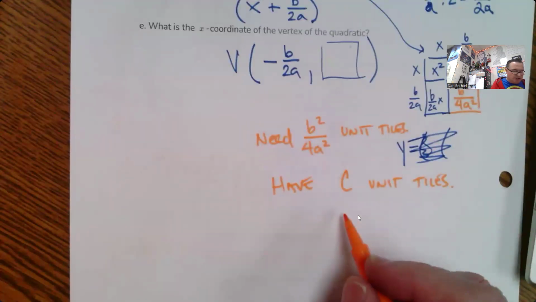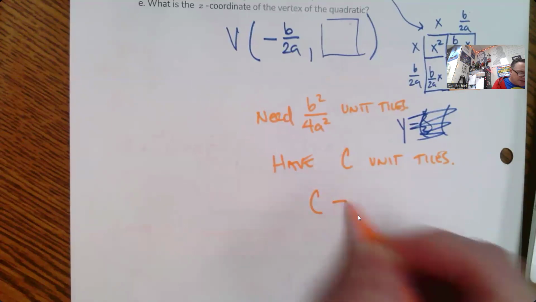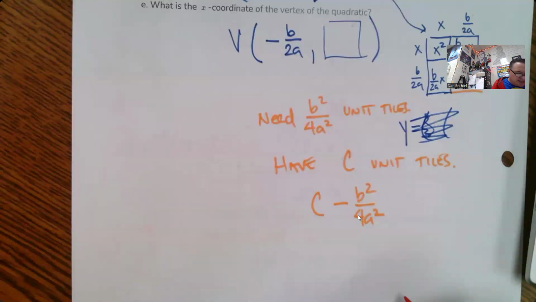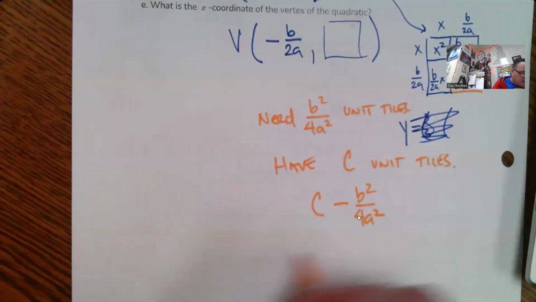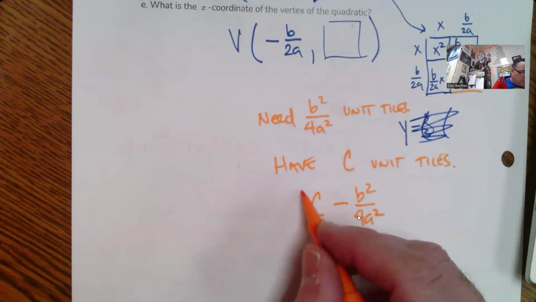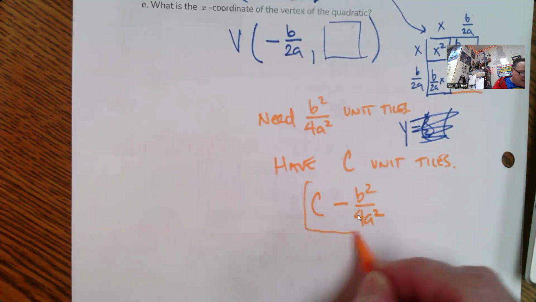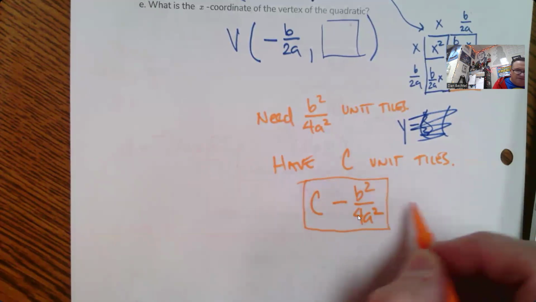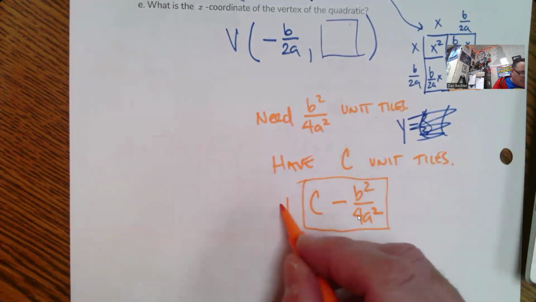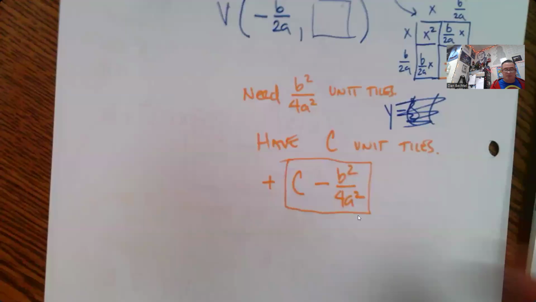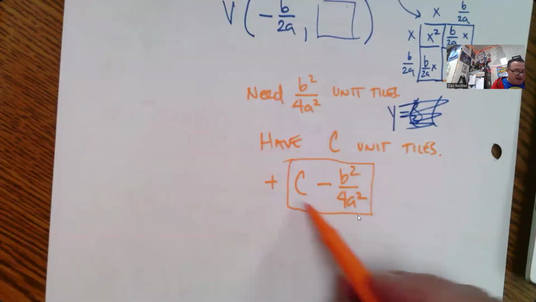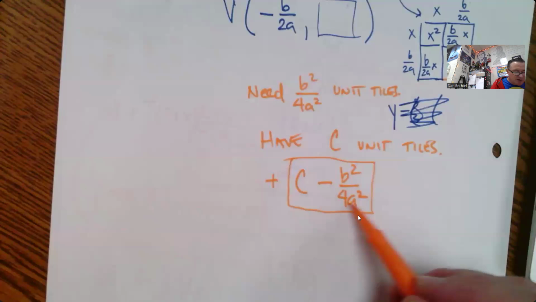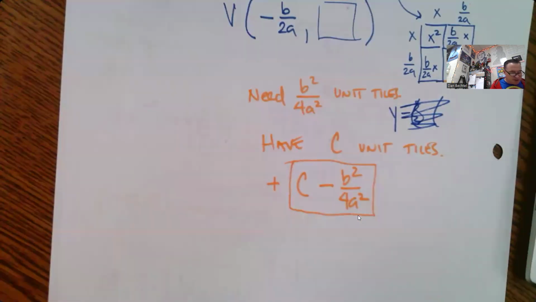So here, if I have C unit tiles, I will need C minus B squared over 4A squared tiles. So this is the amount that I'm looking at in terms of what should be at the end of my vertex part. So this is the part that I'm going to be adding. Now, it's possible that this is negative, so I'd be subtracting it, or it's possible that it's positive, and I'd be adding it. So if I have extras, because this is smaller than this, it's fine. That'd be positive. If this is bigger than this, then this will be negative, so I'd be subtracting. So it works for either situation.